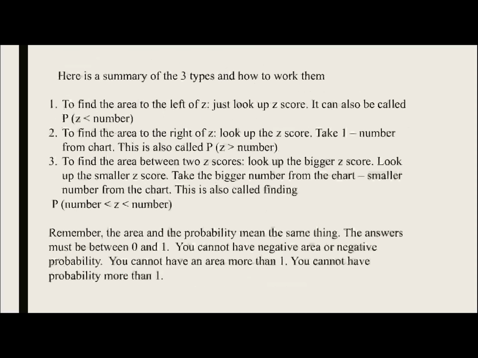Okay, here's a summary of the 3 types and how to work them. To find the area to the left, just look up the z-score, and that's the probability z is less than. To find the area to the right, look up the z-score and take 1 minus the number from the chart. This is the probability z is greater. To find the area between two z-scores, look up the bigger z-score, look up the smaller, take the bigger number from the chart minus the smaller number from the chart. This is also finding the probability z is between.